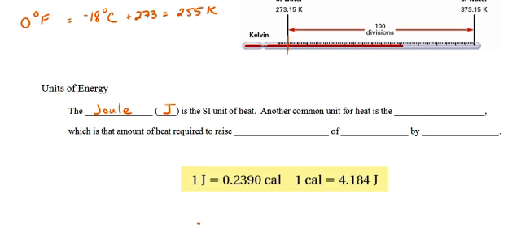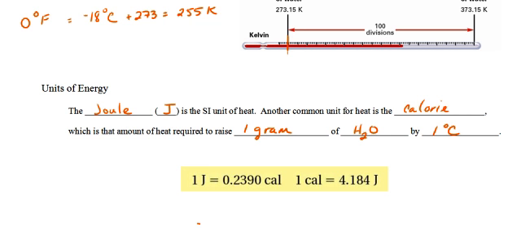Another common unit that most of you are more familiar with is calories, which is the amount of heat. 1 calorie is the amount of heat required to raise 1 gram of water by 1 degree Celsius. The joule is defined in terms of physics, and so we won't get into exactly how that is determined. But the calorie has a very simple definition of taking 1 gram of water and raising it by 1 degree Celsius, and the amount of heat that is required to do that, that's a calorie.